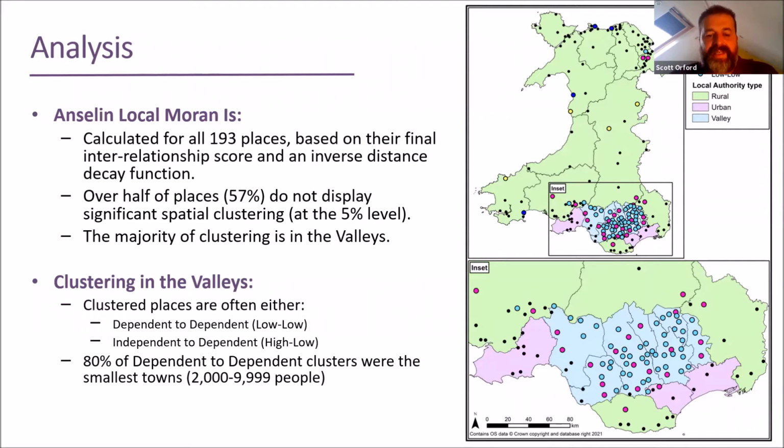Independent places, so places which are sort of self-reliant, display a lower degree of spatial clustering with other independent places. So independent places tend to be further away from each other, but they tend to be close to dependent places. So what we've got here is 2 types of spatial relationship.